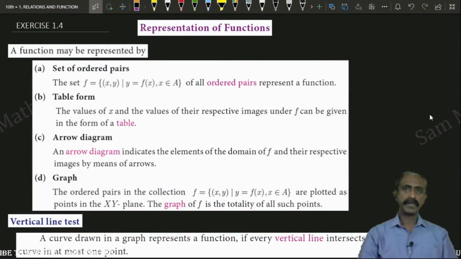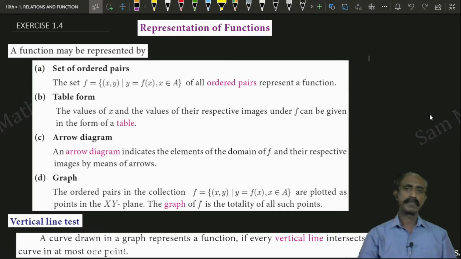In this video, we are going to learn representation of functions. A function may be represented by set of ordered pairs, table form, arrow diagram and graph. First one, set of ordered pairs. The set f is equal to the set of (x, y) ordered pairs such that y is equal to f of x, x belongs to A. The set of all ordered pairs represents a function.